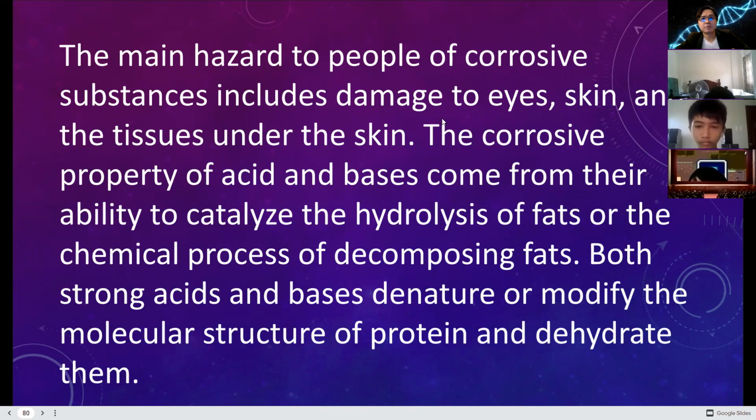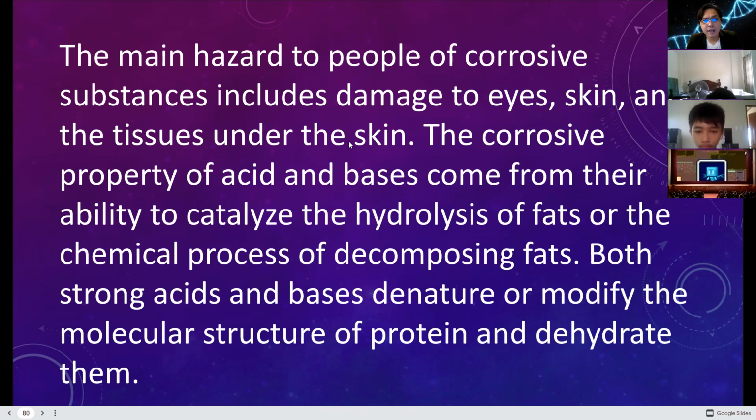The main hazards to people of corrosive substances include damage to the eyes, skin if you are actually exposed, and tissues under the skin. The corrosive property of acids and bases comes from their ability to catalyze hydrolysis of fats, a chemical process of decomposing fats. Take note, if you accidentally pour muriatic acid on your skin, it is highly corrosive. It can damage your skin. It can burn your skin because it can hydrolyze, it can catalyze fats. That's the reason behind it.